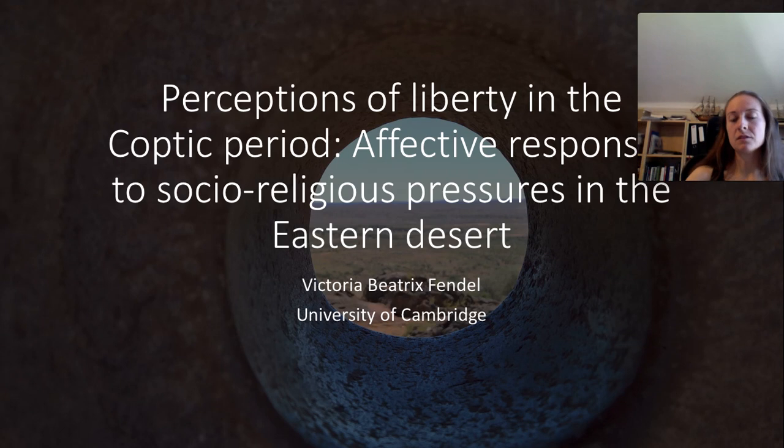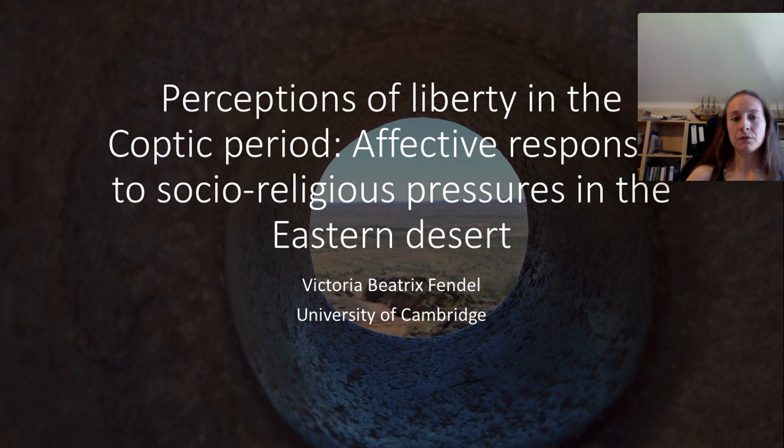About perceptions of liberty in the Coptic period, affective responses to socio-religious pressures in the Eastern Desert. So basically we are going to look at perception, affection and projection. Perception in that we explore people's reaction to something rather than the objective truth. Affection in that we are interested in how people evaluate something that is happening around them. And projection in that by looking into perception and affection we are going to explore what people project onto a situation rather than the actual situation.